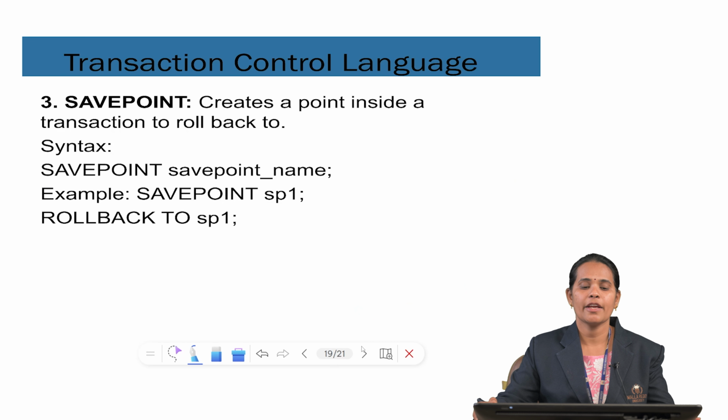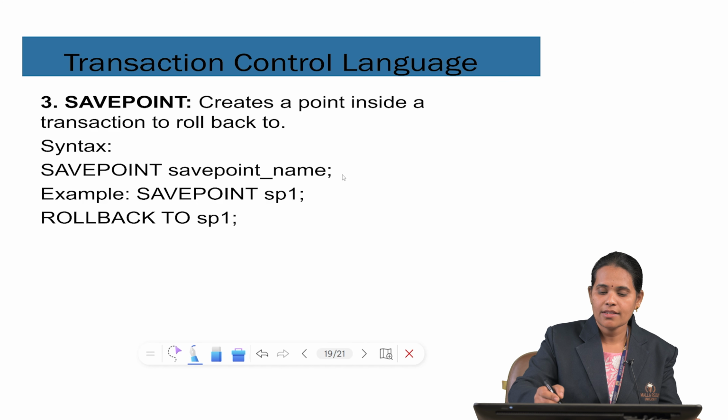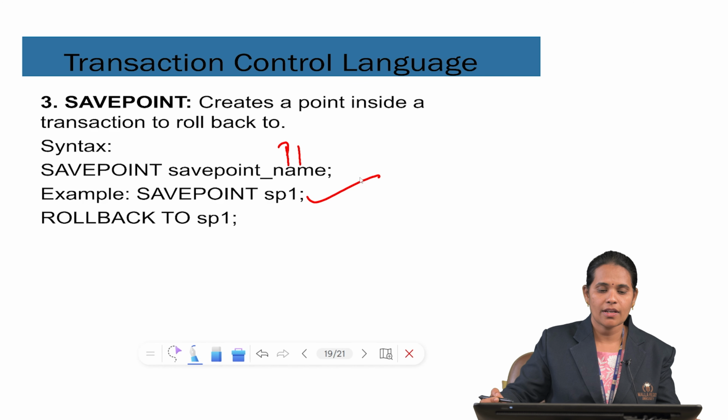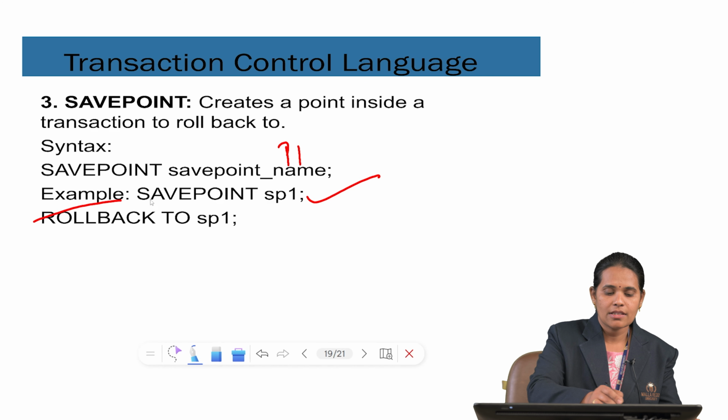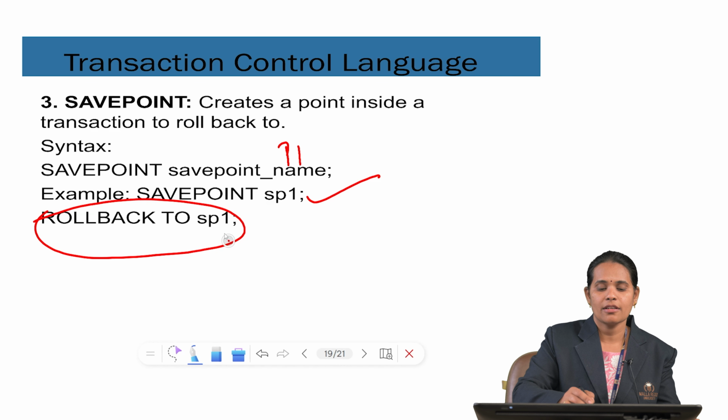The next one is save point. Save point creates a point inside the transaction to roll back to. The syntax for the save point is save point, and here we need to mention the save point name. The save point name is P1, and this is the syntax for the save point. This is the syntax for rollback to a particular save point.